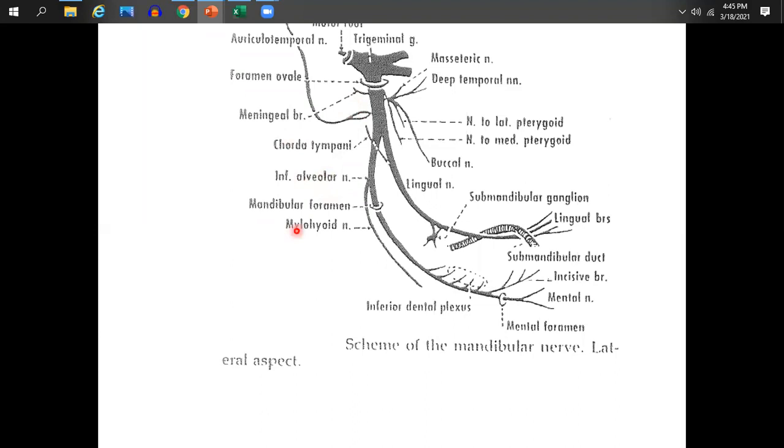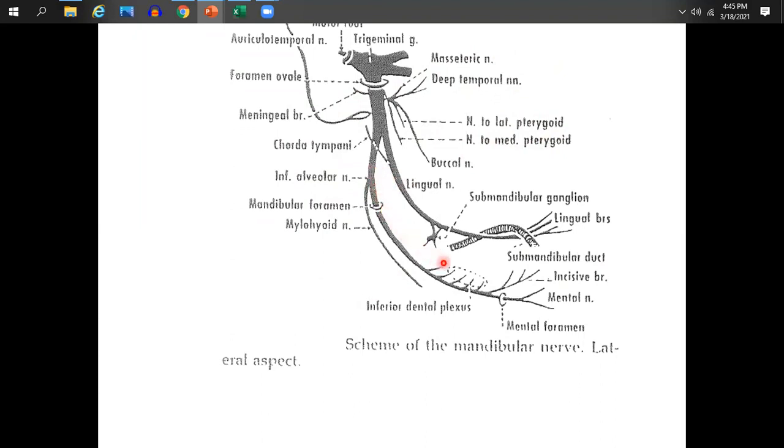Okay, so looking at these different branches of V3, you're going to see branches for your muscles of mastication. Your masseteric nerve innervates your masseter, your deep temporal nerves innervate your temporalis muscle, and then the nerve to your lateral pterygoid and the nerve to your medial pterygoid. Here are your innervations for your muscles of mastication. So 4 muscles, 4 nerves.